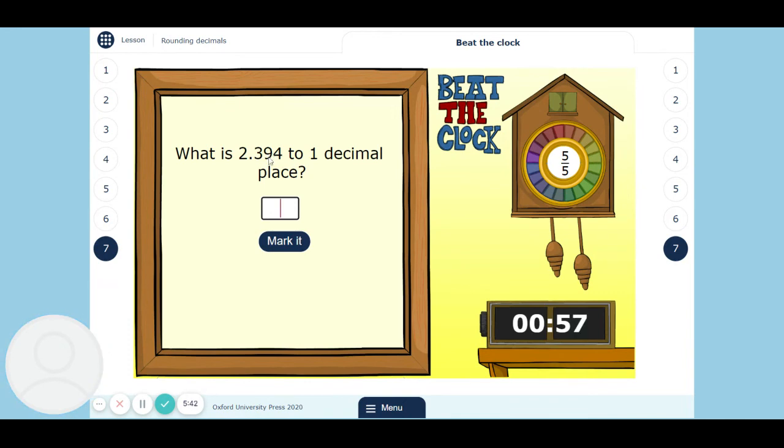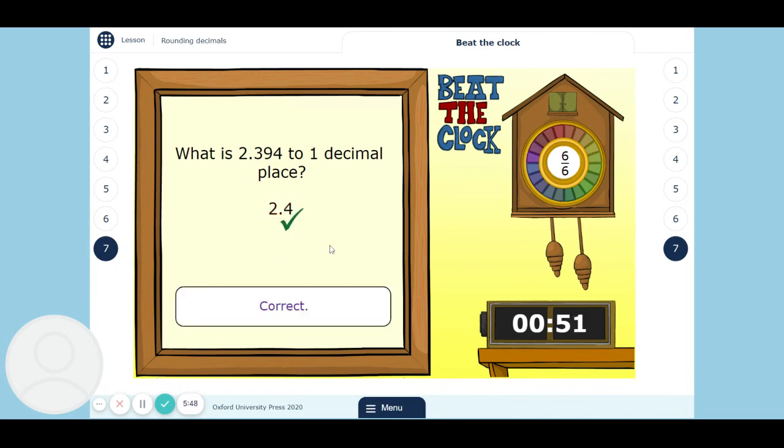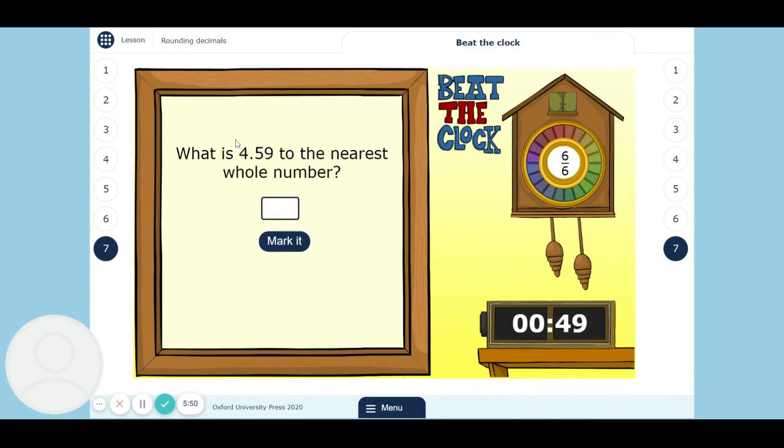2.394 nearest decimal place. So we look in the hundredths column, it's 5 or above, which means we'll round it up to 2.4. Nearest whole number, 4.59. It's 5 in the tenths column, which means we round it up.